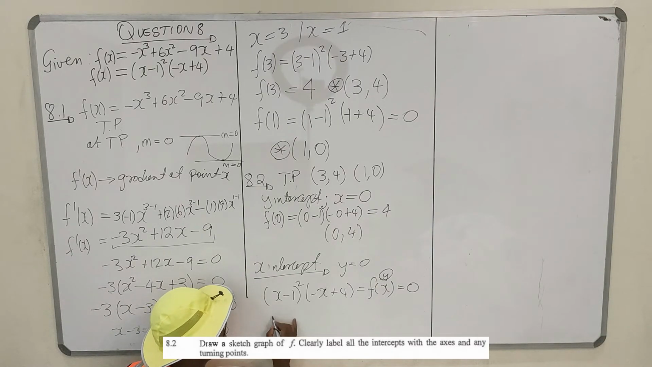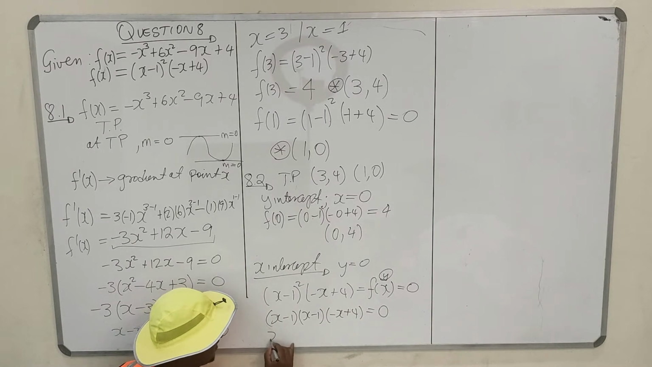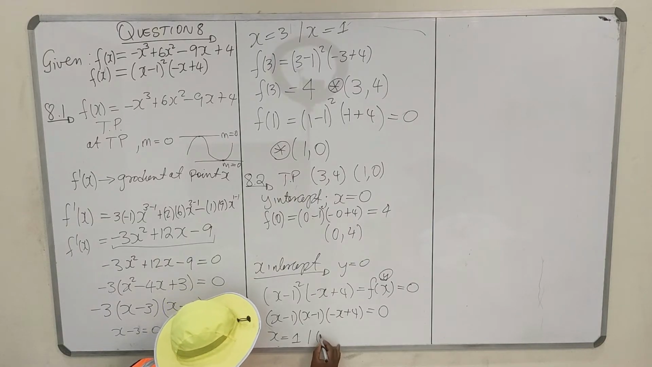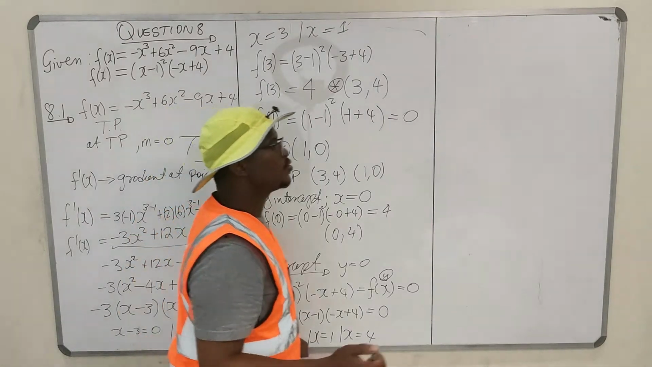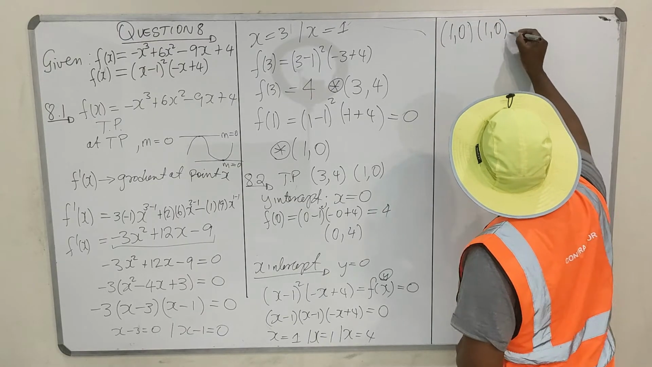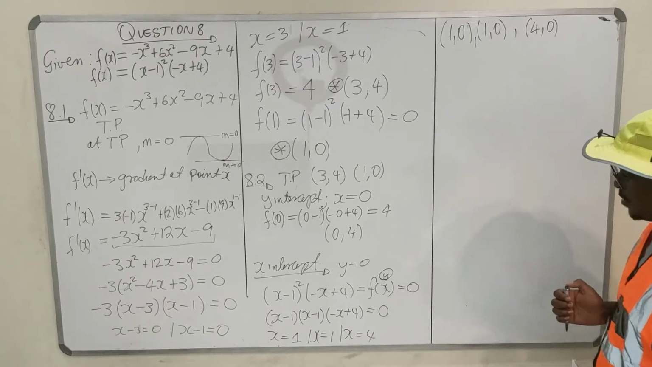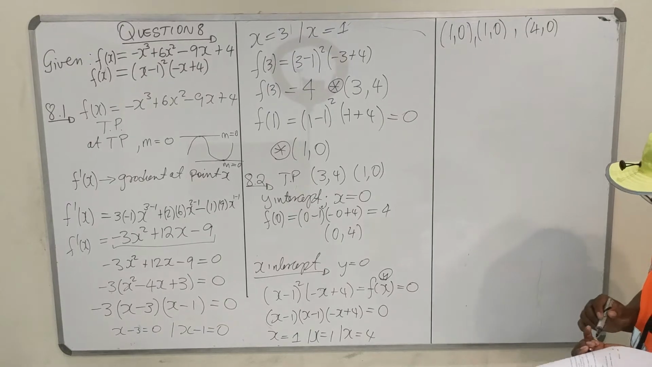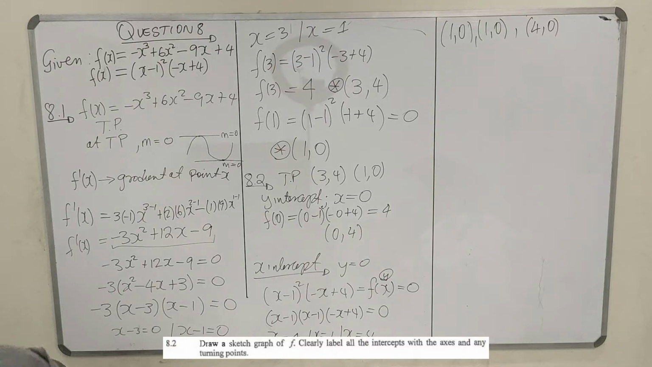So what do you do now? So x minus 1, x minus 1, negative x plus 4 is equal to 0. So x is equal to 1, or x is equal to 4. These are x-intercepts. So the coordinates for your x-intercepts are 1 and 0, and the other one is 4 and 0. So these are intercepts. Now the next step is to plot our function. So let's try to do that and see how that goes.